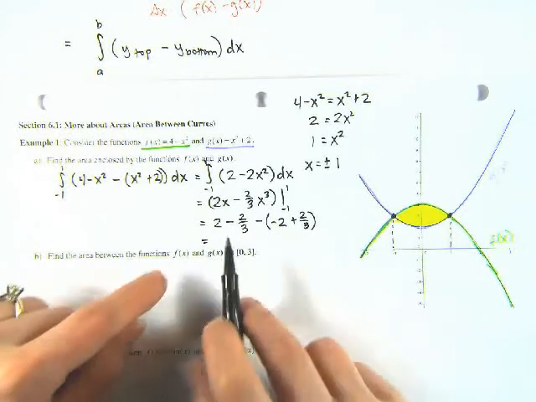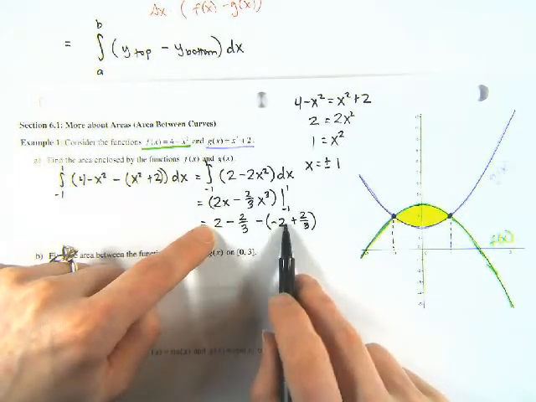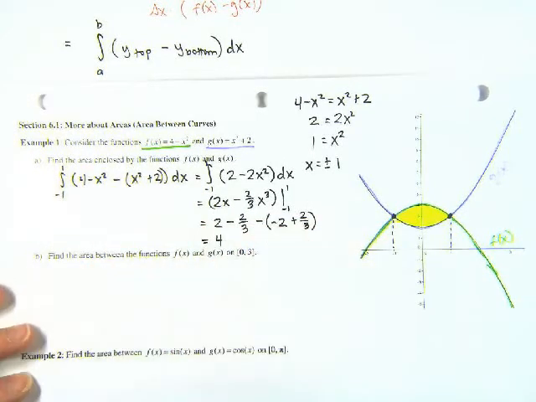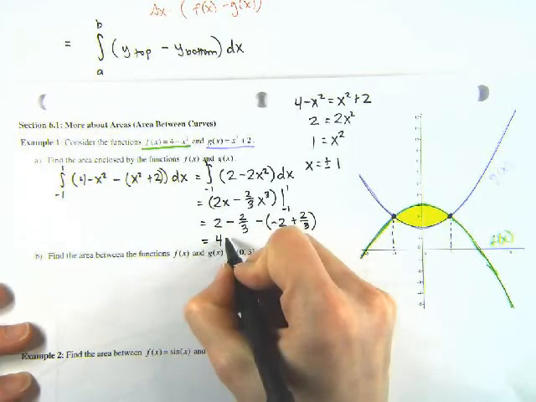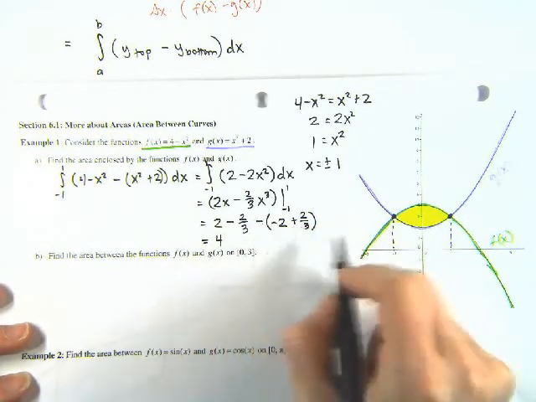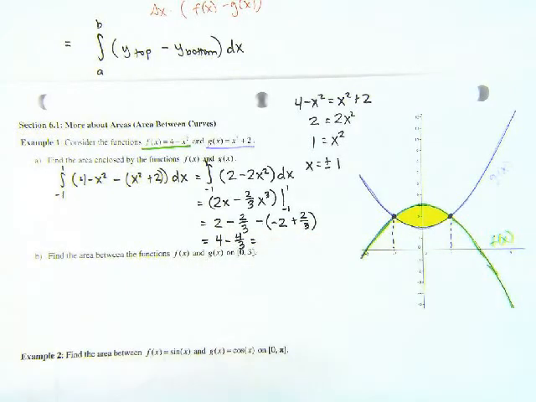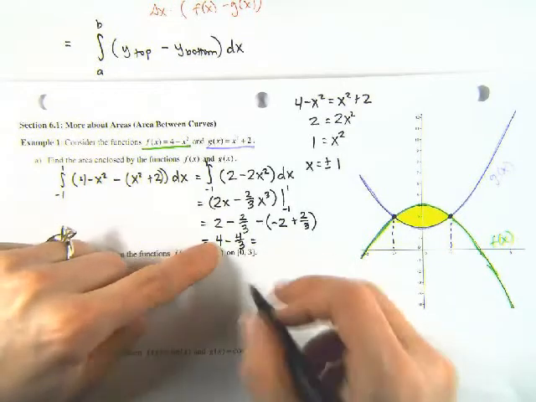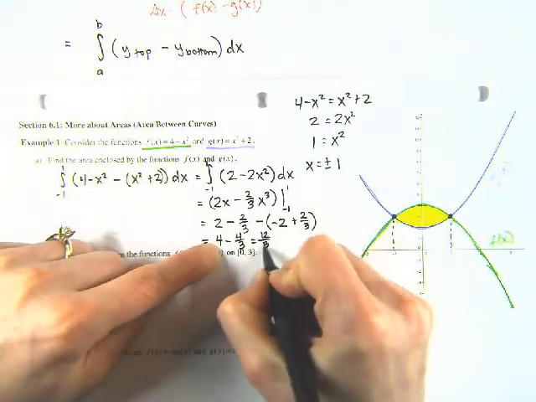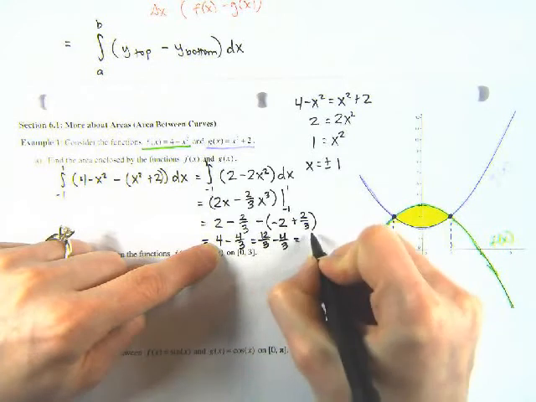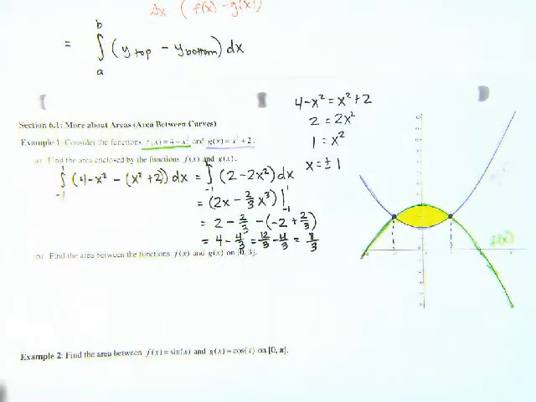Okay, so let's see, I'd have 2 plus 2, which would be 4. And then a -2/3 minus a 2/3 would give me -4/3. I'm going to deviate from my usual notation now, because I'm running out of space. I'm going to think of 4 as being 12/3. And so I get that the area is 8/3.